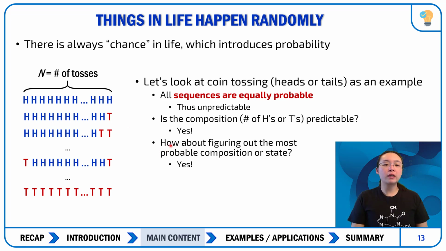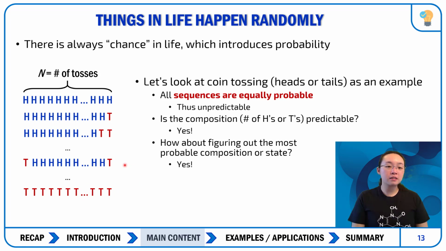So if we don't look at the order, then the composition, or number of H's and T's, becomes a lot more predictable, which means that the most probable composition or state can be predictable as well. So looking here, I can see that there's only one chance for me to get all H's, and there's only one chance for me to get all T's.